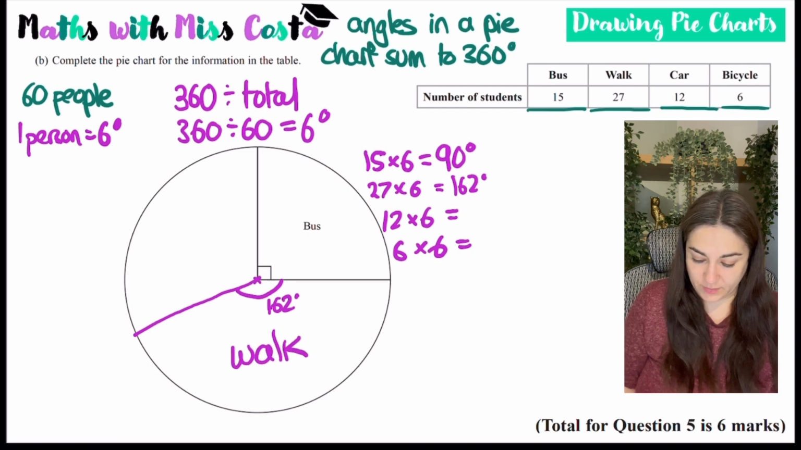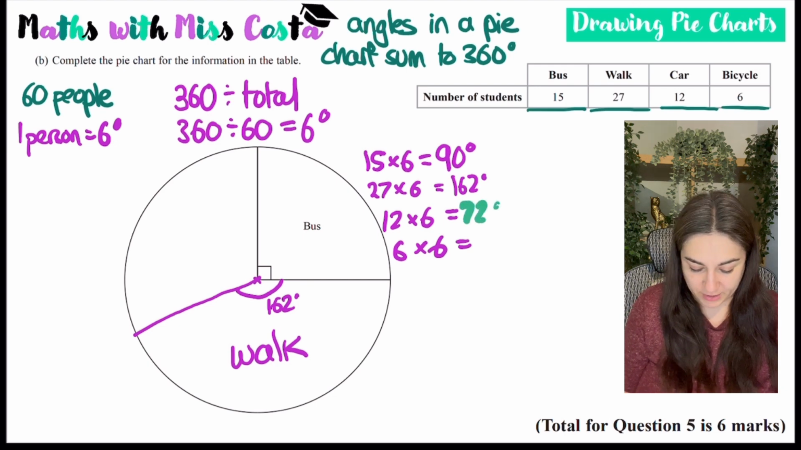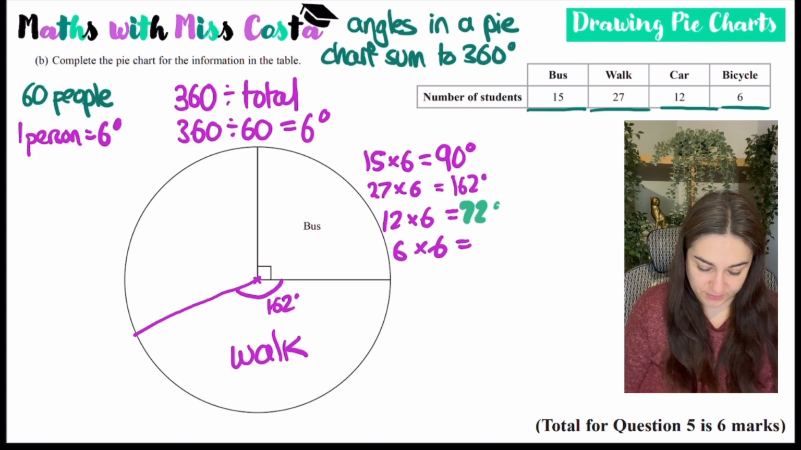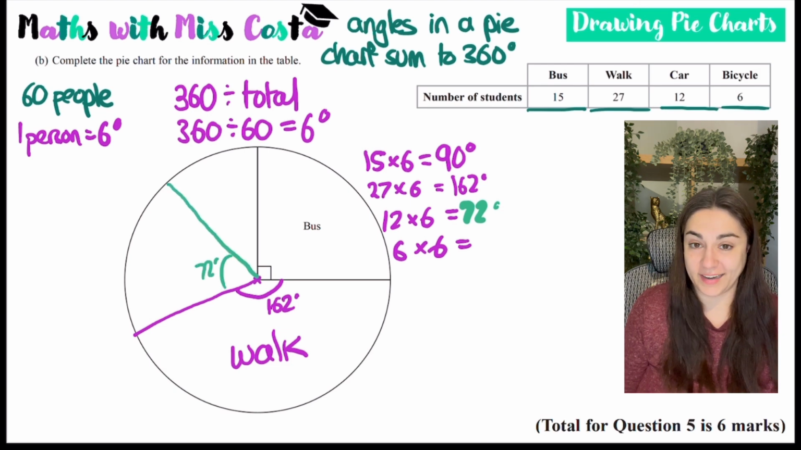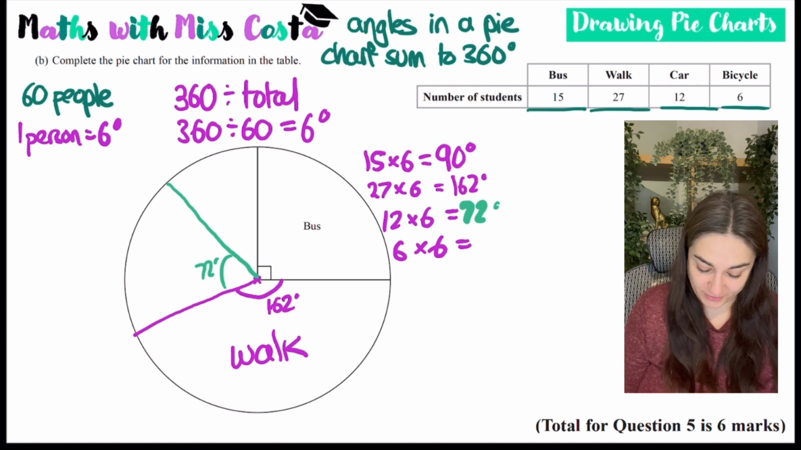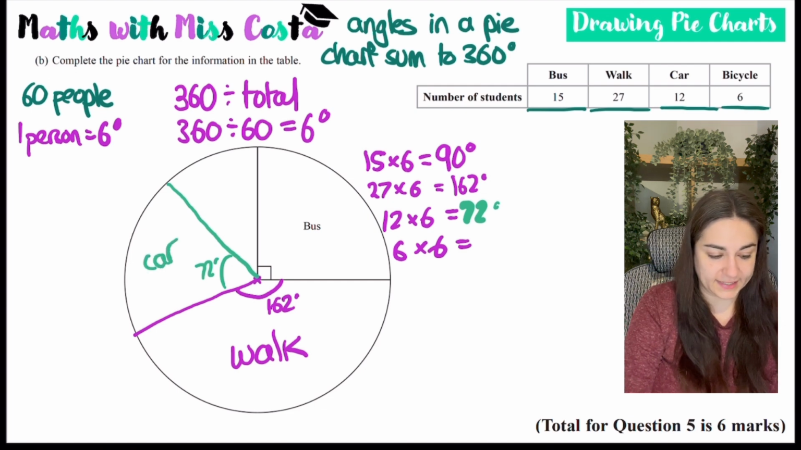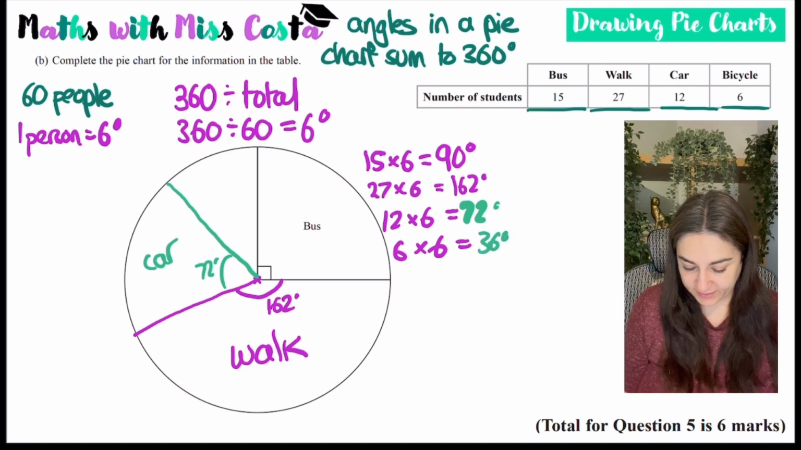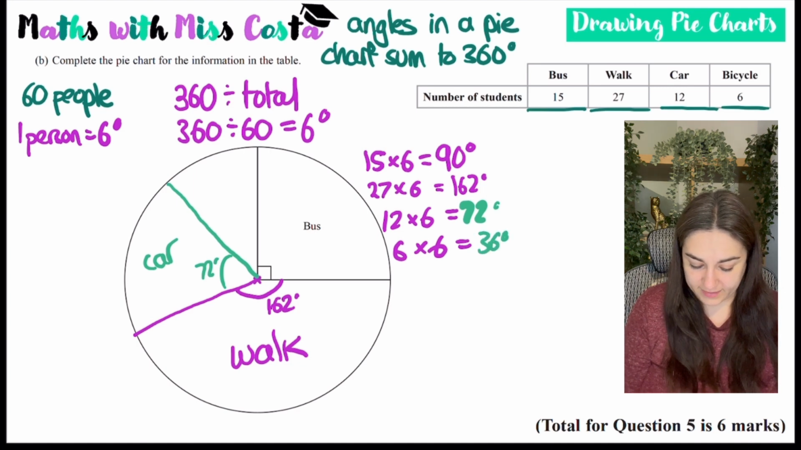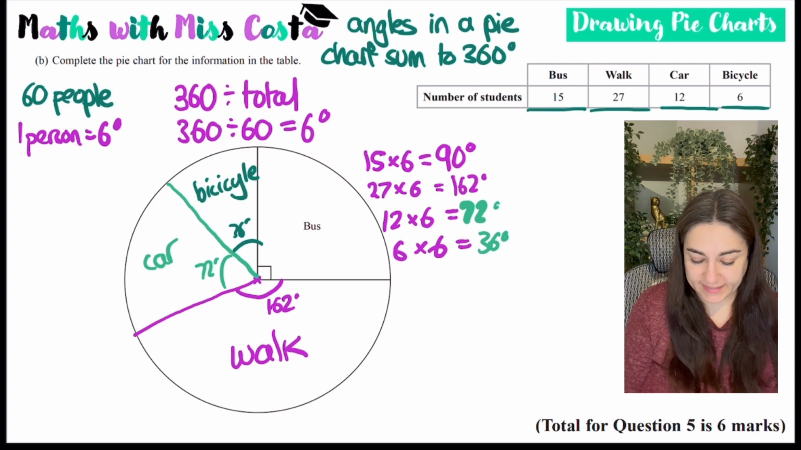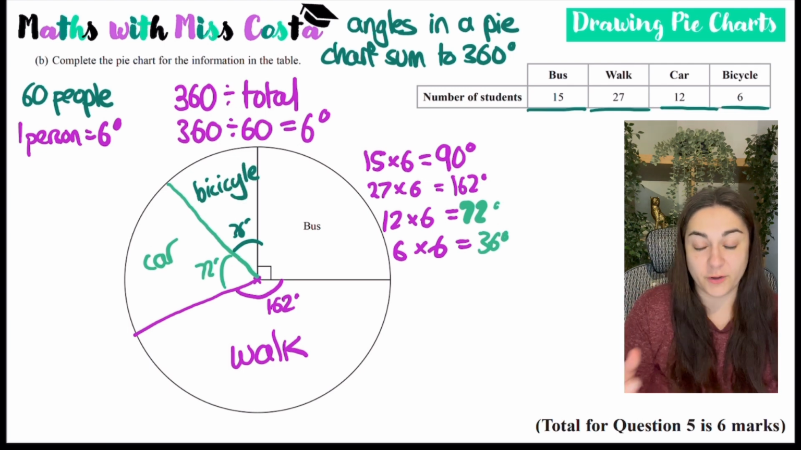Then I'm going to do how many people drive a car. So 12 times 6 is 72 degrees. So I know that 72 degrees, and you'd obviously measure it accurately. I'm on an iPad, so it's a bit trickier. That would be the car. And then for the final bit, 6 times 6 is 36 degrees. I'd label that as 36 degrees and bicycle. So that's how you make sure you've done your pie chart fully accurately.